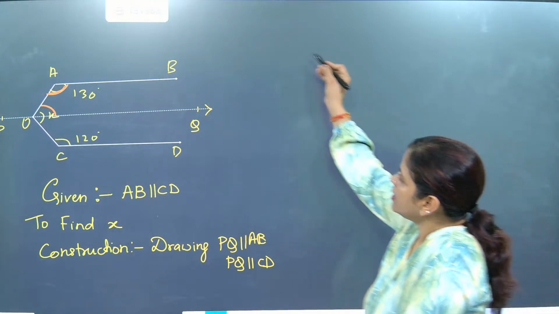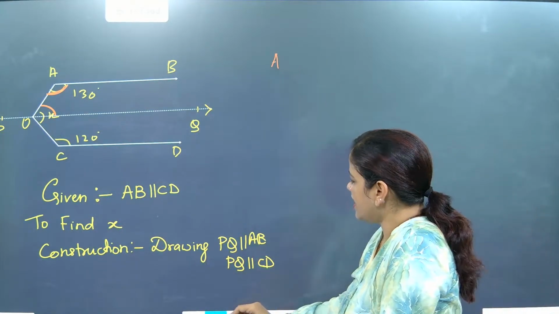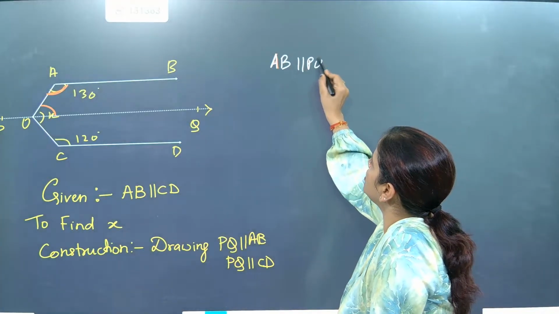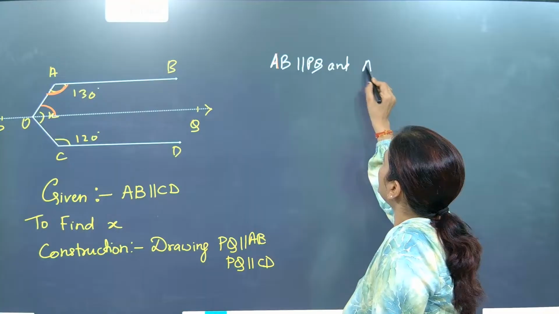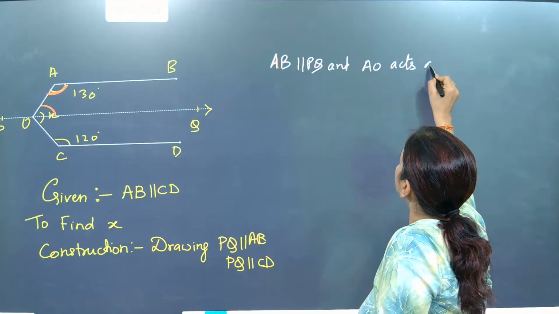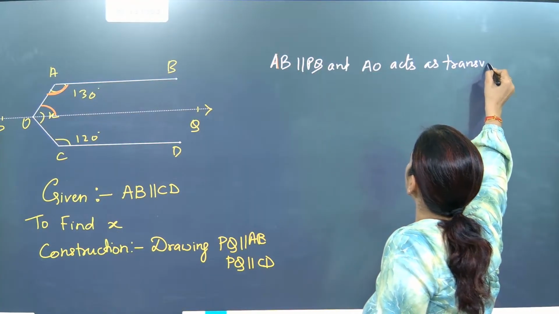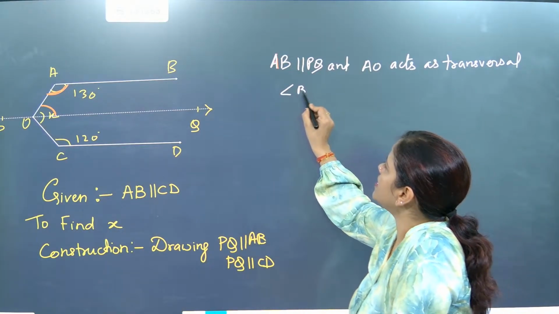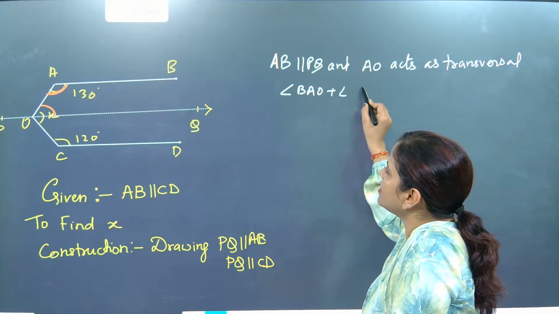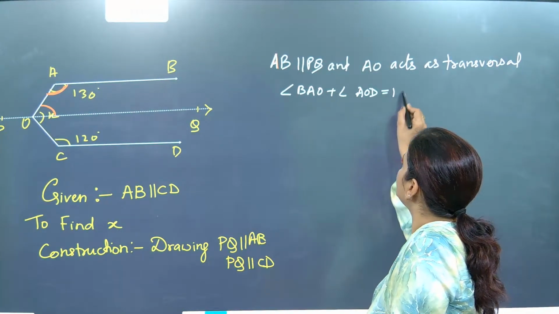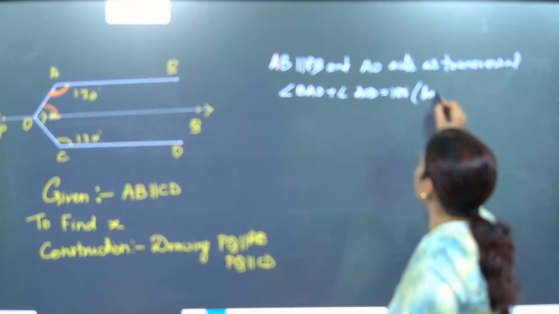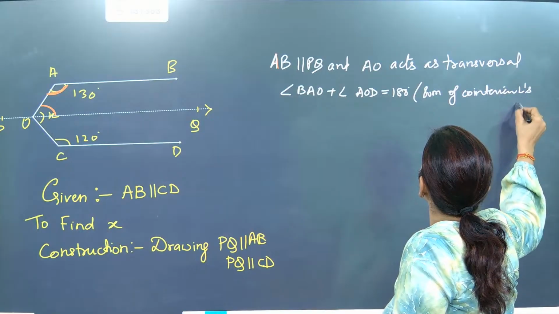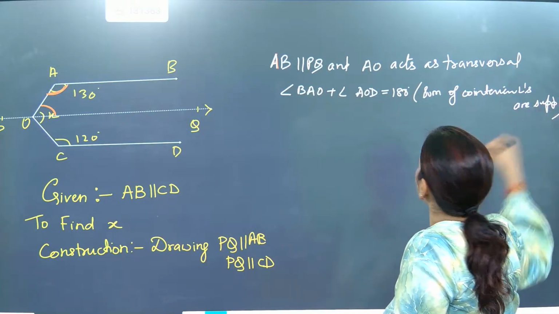So you write here taking AB, when AB is parallel to PQ and AO acts as transversal. Because you are doing geometry, so you need to indicate every single change you are doing. Okay? So now beta, what you will write? Angle BAO plus angle AOQ is equal to 180 degree by sum of two interior angles are supplementary. Okay? I wrote it shortcut.